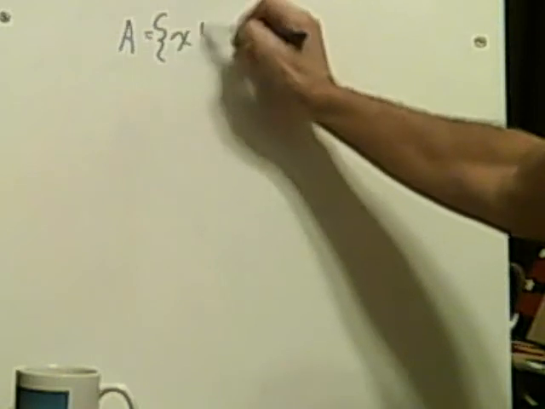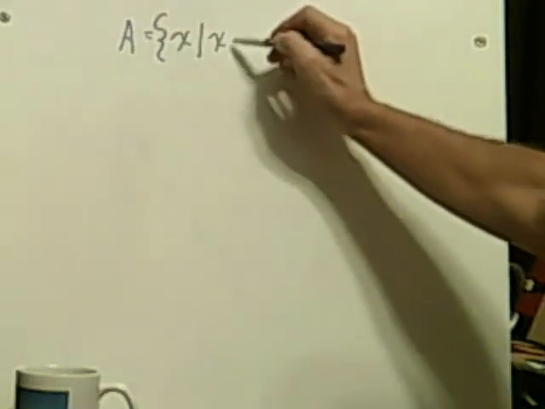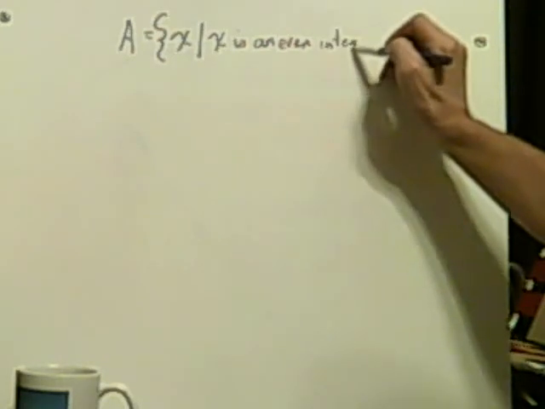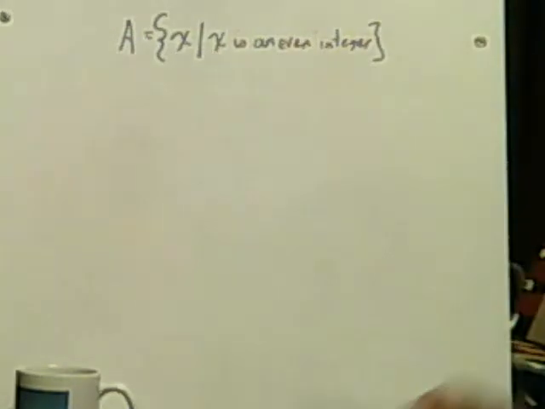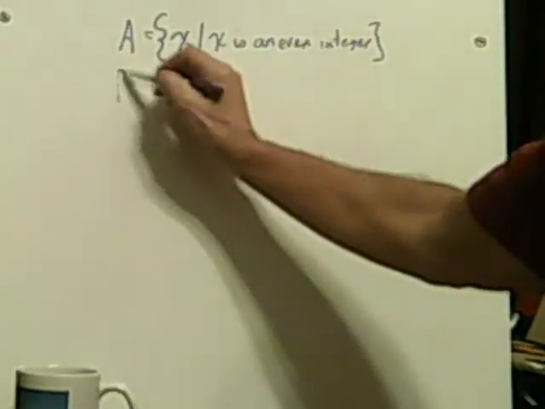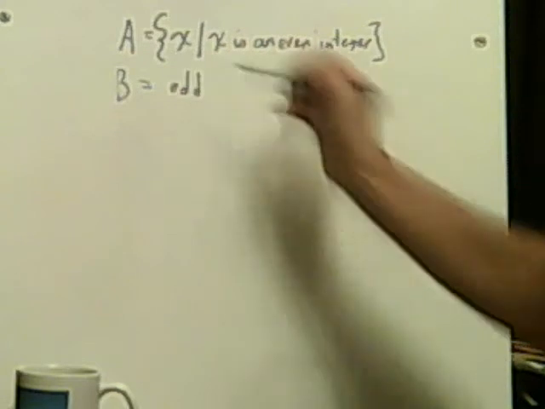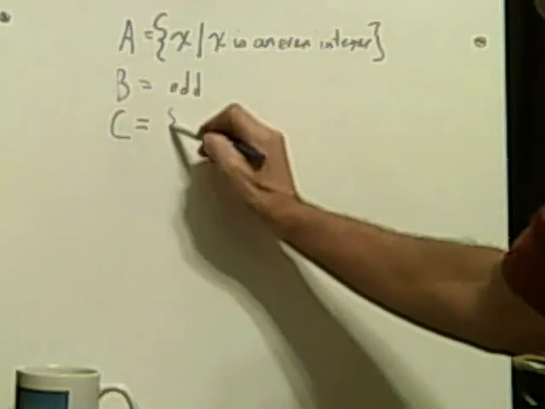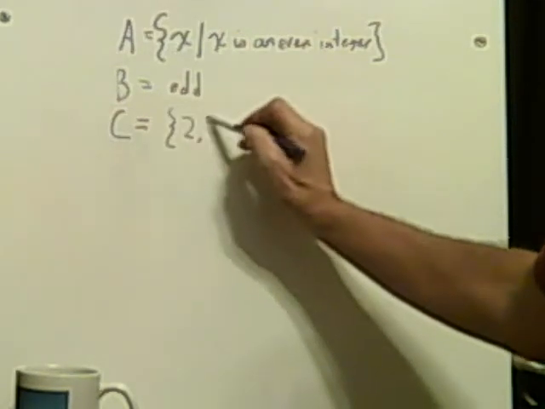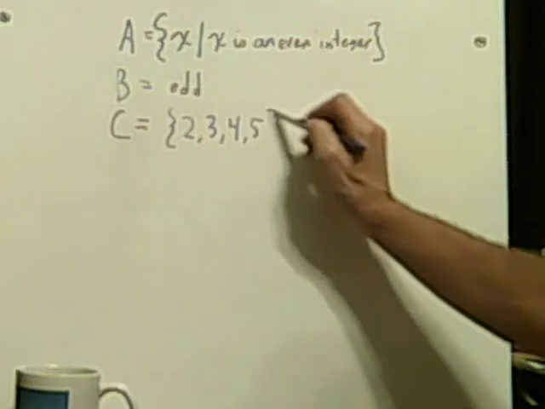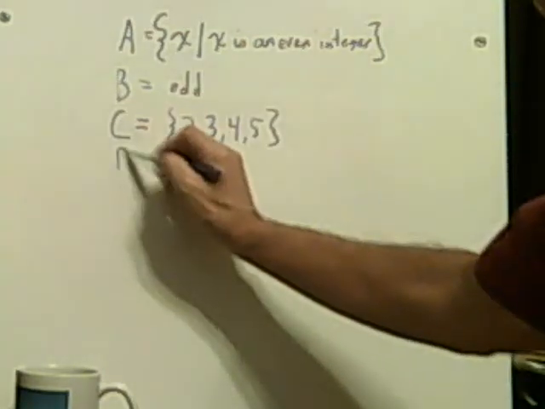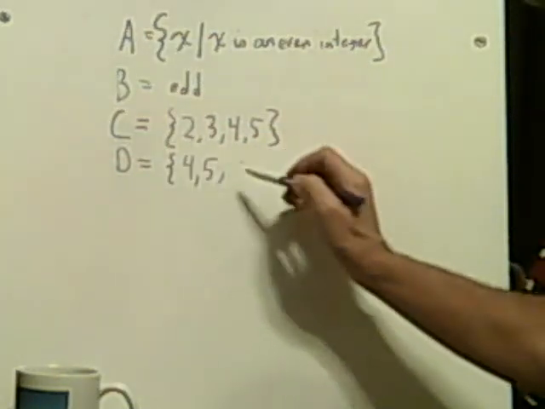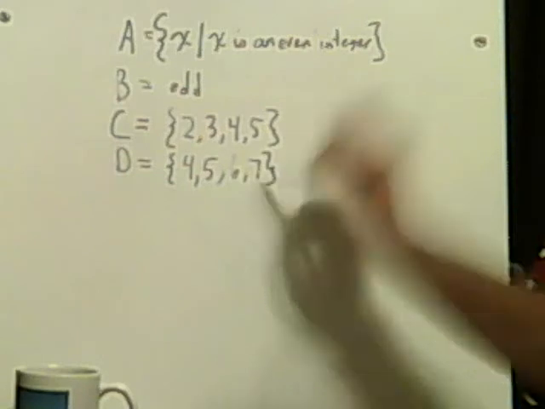x such that x is an even integer. Okay, and that's just a fancy way. B is going to be equal to odd, and I'm not going to rewrite that just to save some time. And C is a specific set of the numbers 2, 3, 4, and 5. And D is going to be the specific set of integers 4, 5, 6, and 7. Okay, those are 4 sets.